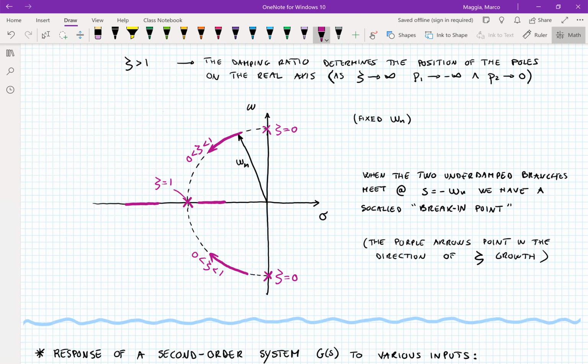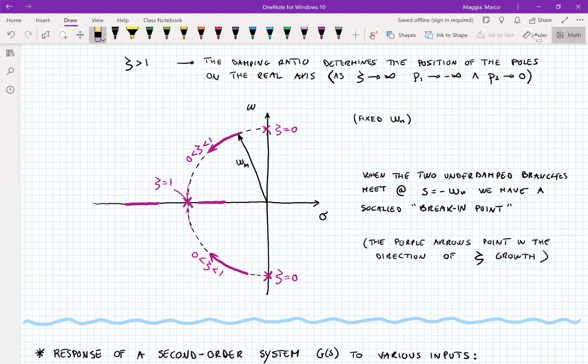We'll see it later, but when you have two poles that crash on the real axis, this point is going to be a double point, and is usually known as the break-in point, because you're breaking into the real axis at this point. If we were going the other way, the point would be known as the break-away point. But we're going to take a look at that concept later on, and in particular in week number 5.